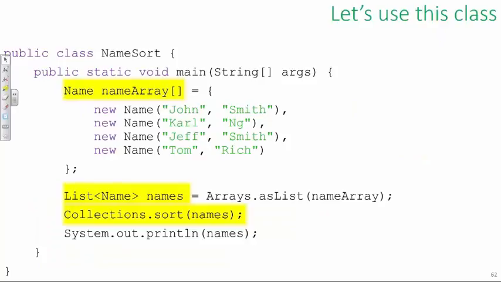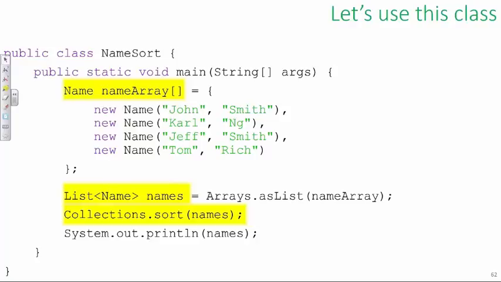So let's use this class in an example. Here's my class Name sort. That's going to be my demo for this series of methods. I have a main method in which I define a name array, which is an array of objects of class Name. I use the block initializer syntax with curly braces, and I create 4 of those objects in a row that I put in that array. So I have a regular Java array of 4 Name objects.